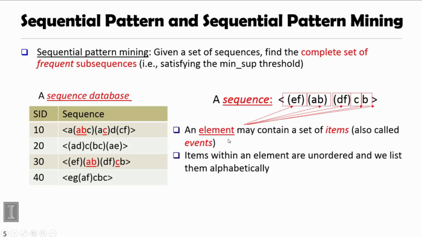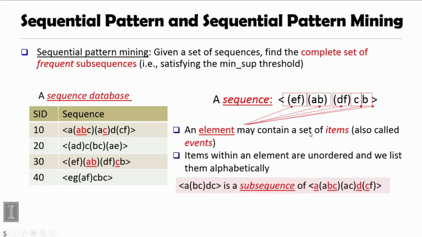Okay, that means each one of these you can think is an element. It may contain a set of items, or you call events. Then this one event may follow another one. The items within the event, the order is not important because they are in the same shopping basket. But for our convenience, we can sort them alphabetically.